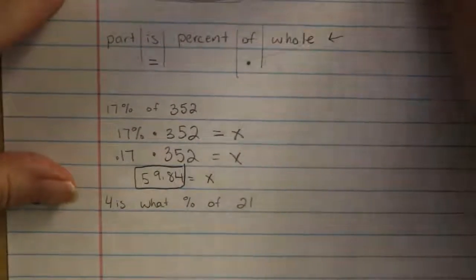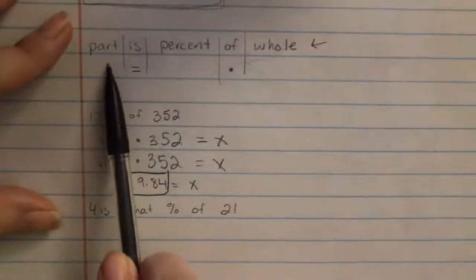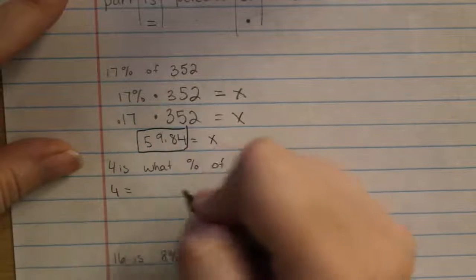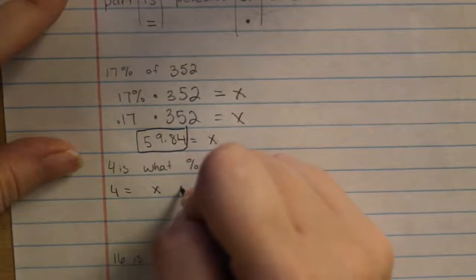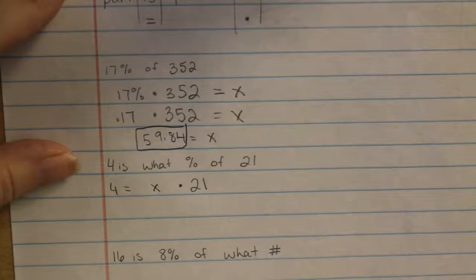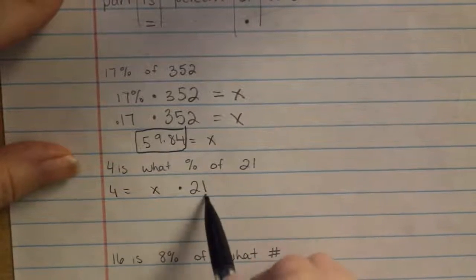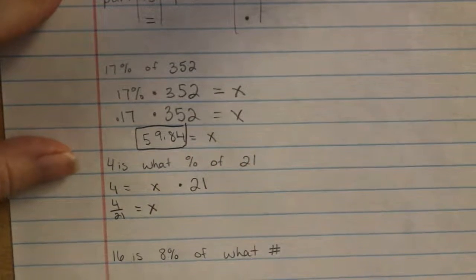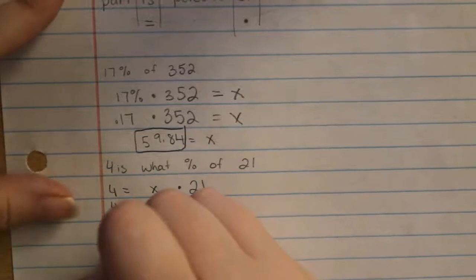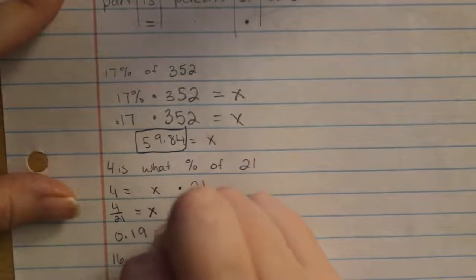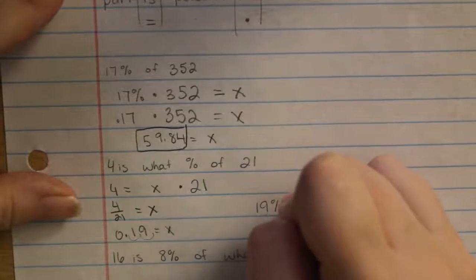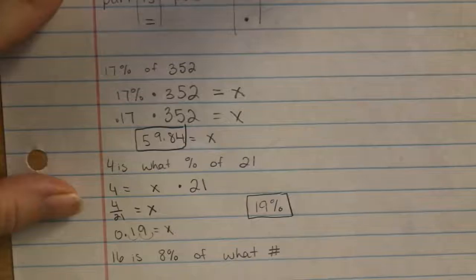Okay, so moving down, here we have a problem that looks almost identical to this. Part is percent of whole. So here I've got 4 equals, I don't know the percent, but I know it's times 21. So what I can do here is I can divide both sides by 21. So I end up with 4 divided by 21 equals x. 4 divided by 21 gives me 0.19. And then all I have to do is change that into a percent. So it gives me 19% as my answer.